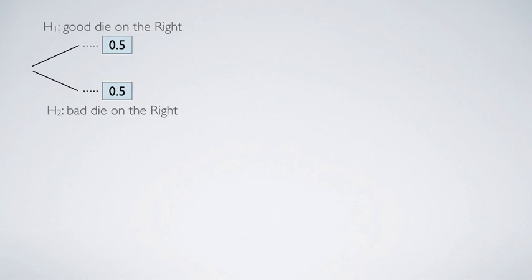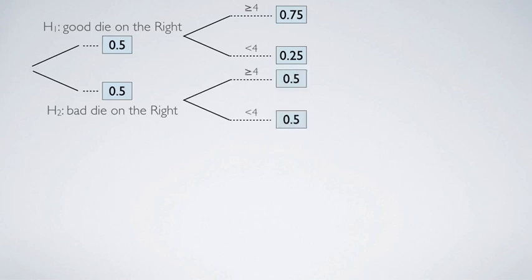If it is true that the good die is on the right, the probability of rolling a number greater than or equal to 4 is going to be 75%. And the complement of that, rolling a number less than 4, is going to be 25%. If, on the other hand, you're actually holding the bad die on the right and you're picking the right hand, the probability of rolling a number greater than or equal to 4 is only 50%, and the complement, rolling a number less than 4, is also 50%.